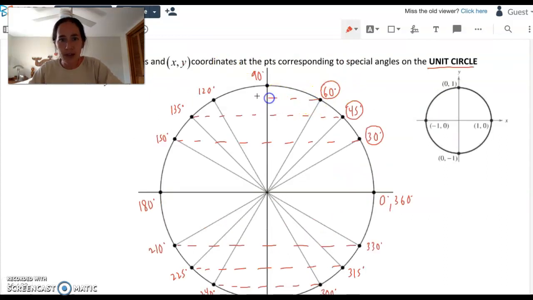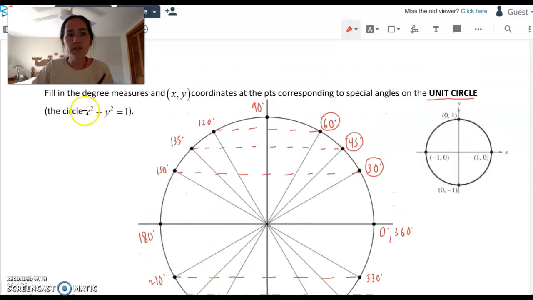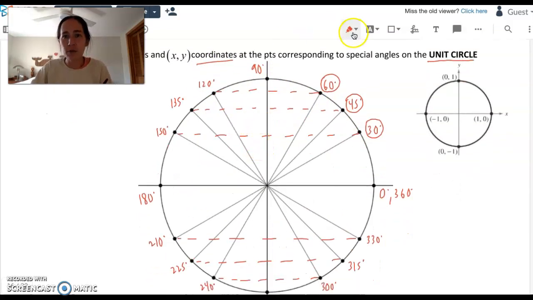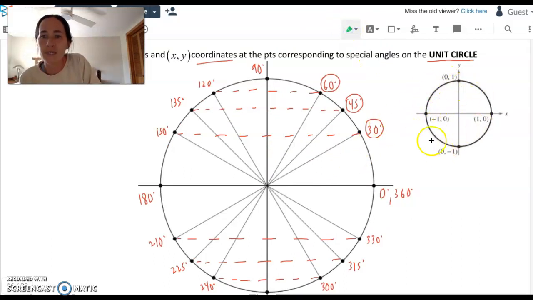The reason these dotted lines are going to help is because of what we're about to do. The second part of the instructions say, fill in the degree measures and the coordinates at the points corresponding to the special angles. So we know some of these points already. We know the points at the quadrantal angles are what you see in this little diagram here. So I'll just write it right here, 1 comma 0. You don't have to memorize it. You know you're traveling out a radius of 1 and you're going up nothing.